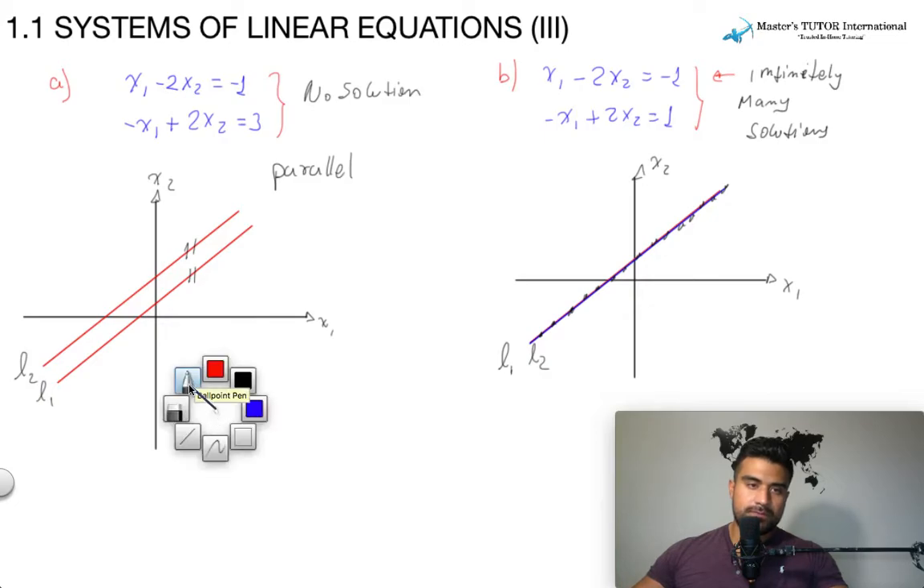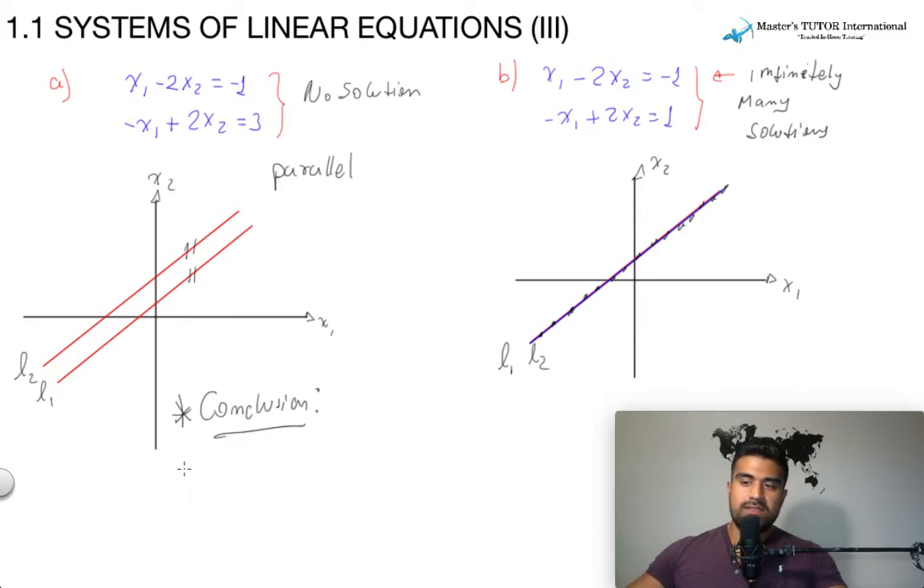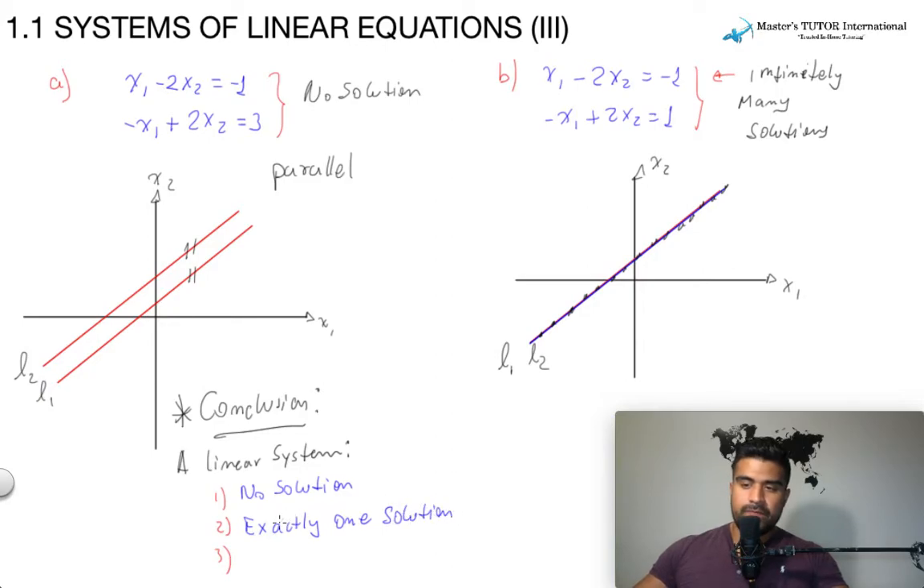So in conclusion, we can conclude that a linear system, or a system of linear equations, can have three cases: no solution, or exactly one solution, or infinitely many solutions.